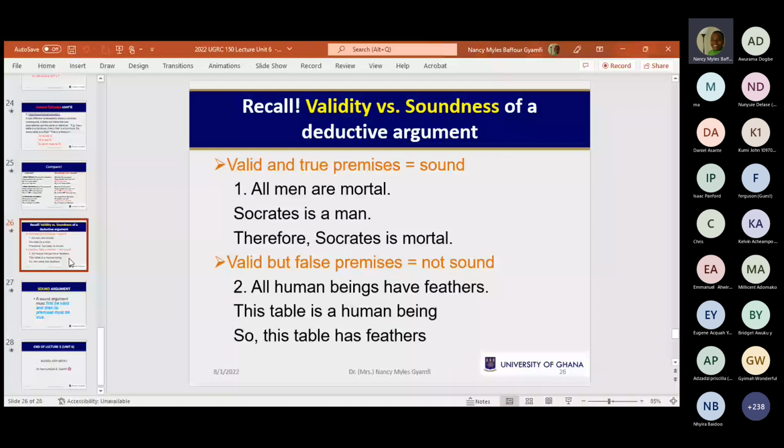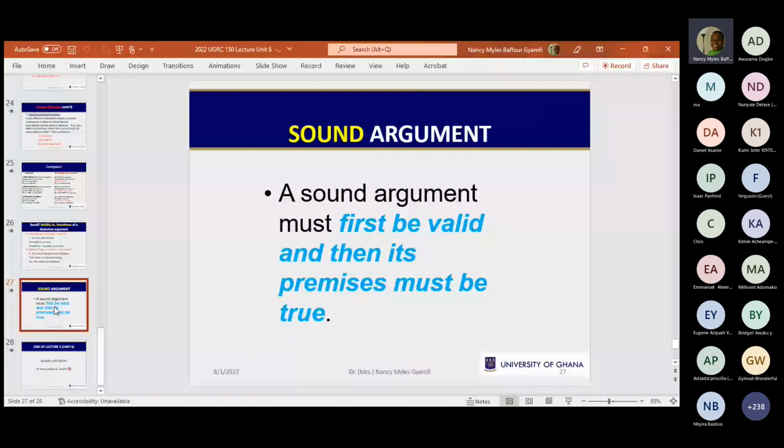See, we know validity versus soundness. So sometimes the argument is valid, but the premises are not true. So we say it is valid but not sound. But look at this one. If it is sound, then the premises must all be true, after, first of all, it has been valid. That is the end of our slides.